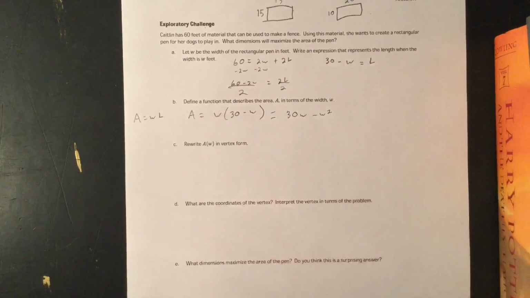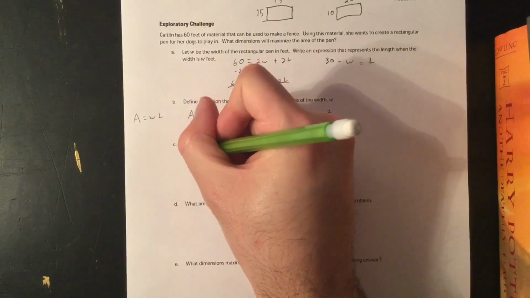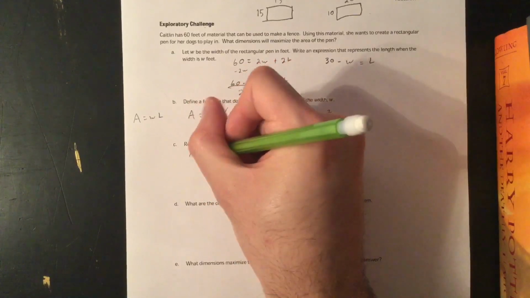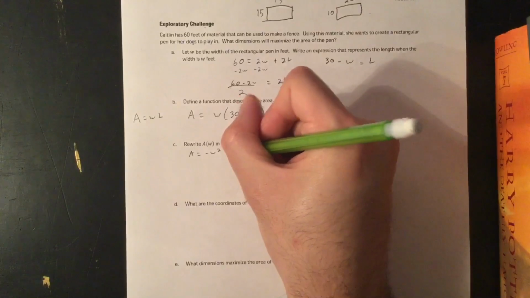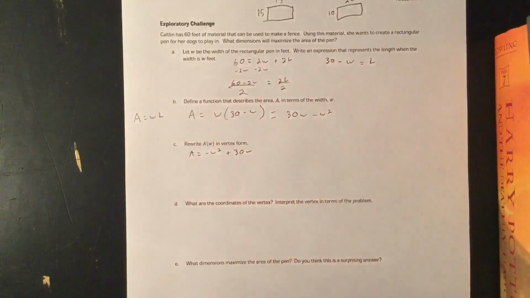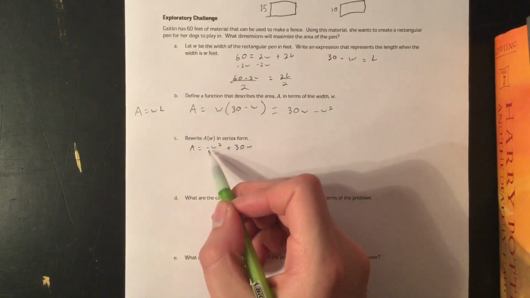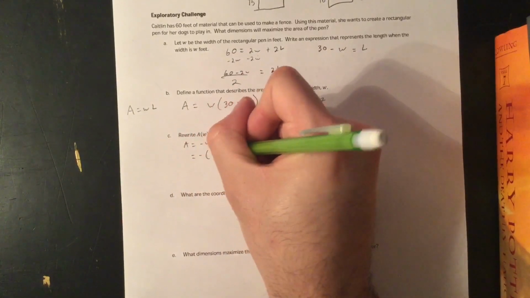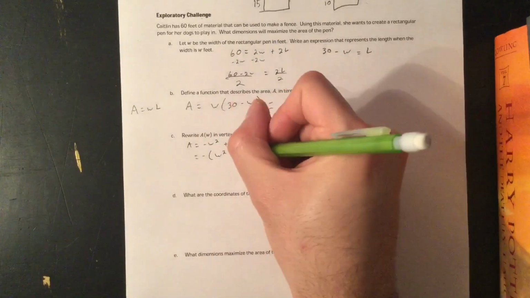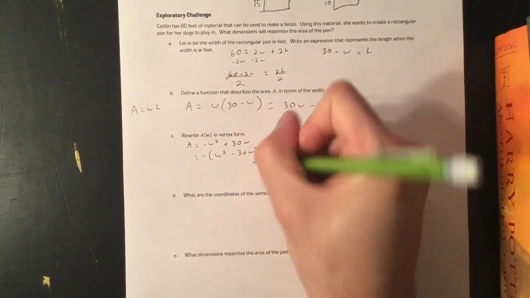For this one, it says rewrite it in vertex form. The very first thing is, to get to vertex form, we have to complete the square. So we're going to have negative W squared plus 30W. When we're working with this, we want to have a positive 1 in the front, so the very first thing we're going to do is take that negative to the outside. So negative, W squared, and this will now become negative 30W.